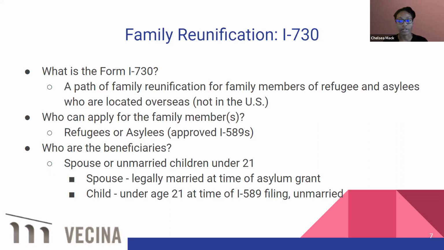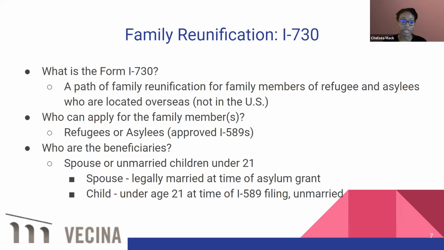Not a pending one, not that they plan to file, but once they receive that official approval by USCIS, or if they happen to be in court, by the US immigration court. Once they receive that particular status, then they're able to file an I-730. And then just discussing who the beneficiaries are: it is their spouse or their unmarried children under 21.